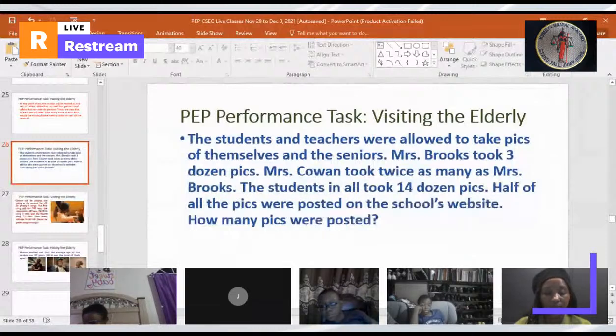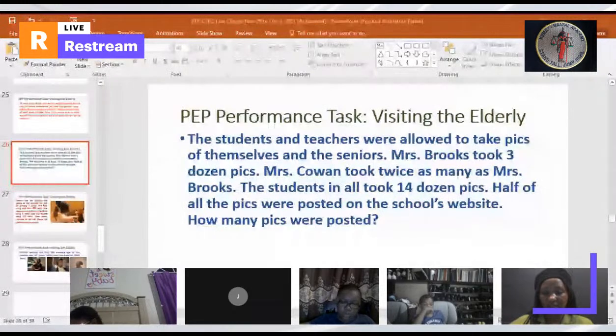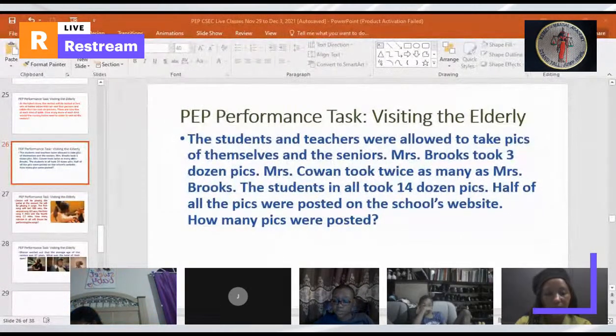All right. So how do we approach this one? My idea is, we can approach it by converting 3 dozen into numerals.